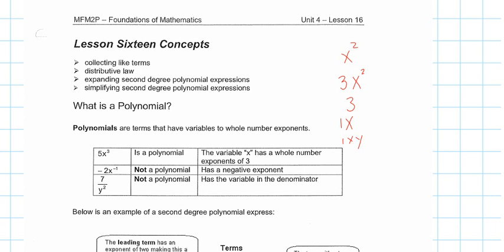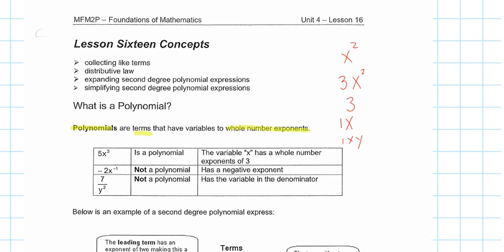So polynomials, they're terms that have variables to whole number exponents. So your exponent cannot be negative and it cannot be a fraction. Okay? So your exponent has to be 1, 2, 3, 4, 5, and so on and so forth. So if I look at this, 5x cubed, that is called a polynomial. All right? It's a polynomial because this term has a degree 3. The variable is x, and the degree is a whole number, and it's positive.